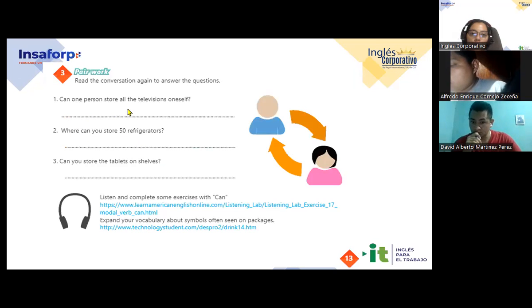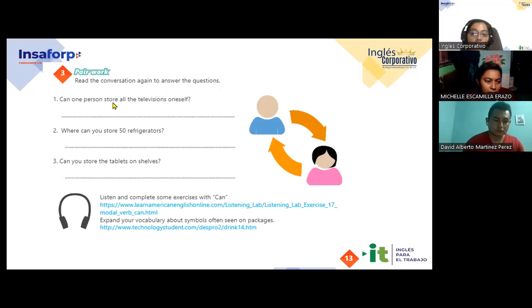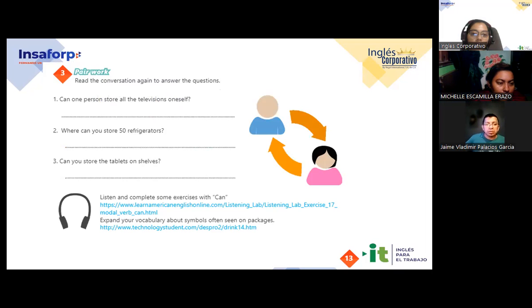Okay, can one person store all the televisions by himself? Read the conversation again and answer the question. ¿Qué dice la primera pregunta? Can one person serve? ¿Qué significa la palabra serve? All the televisions oneself? ¿Qué significa? Tienda. ¿Puede una persona comprar un televisor? No. Todo. Sir. ¿Será que? Ajá. Entonces, ¿qué contexto le haya usted a la primera pregunta? Si puede solo una persona comprar todos los televisores.